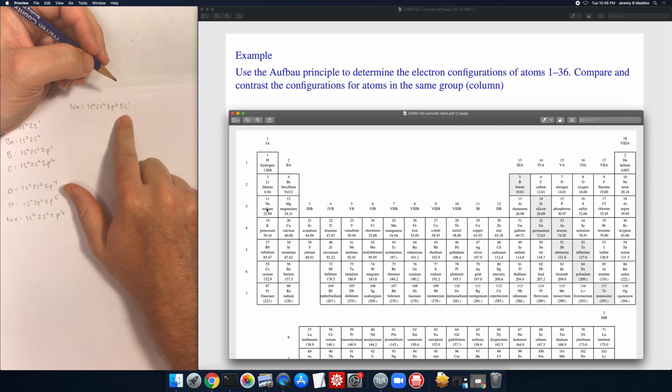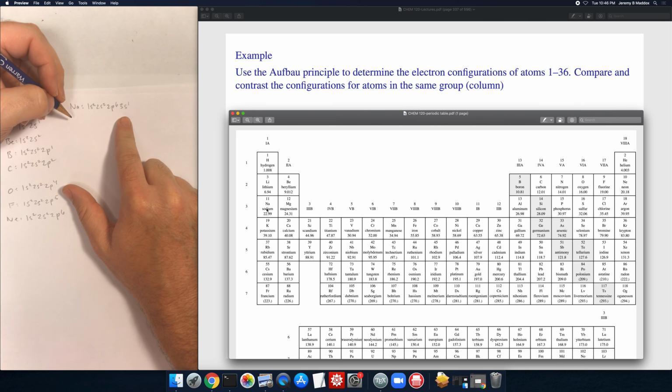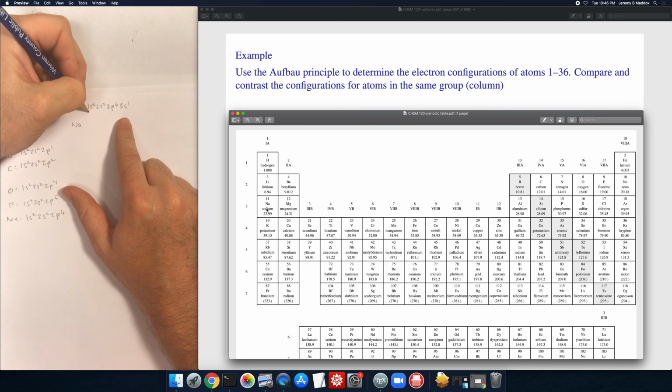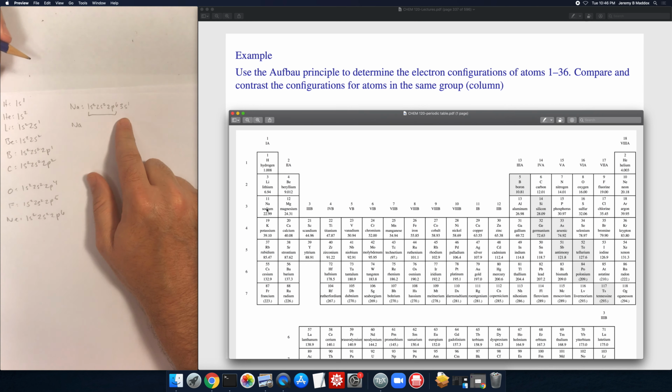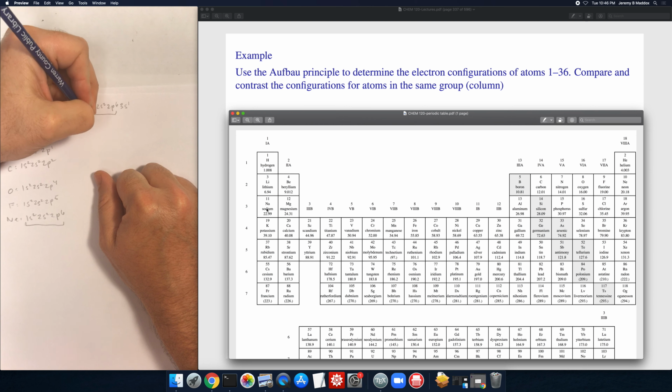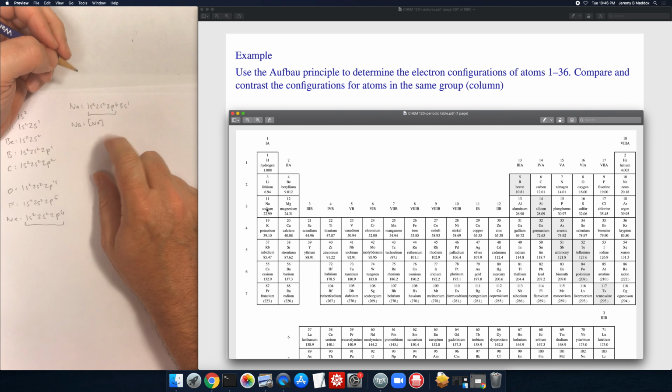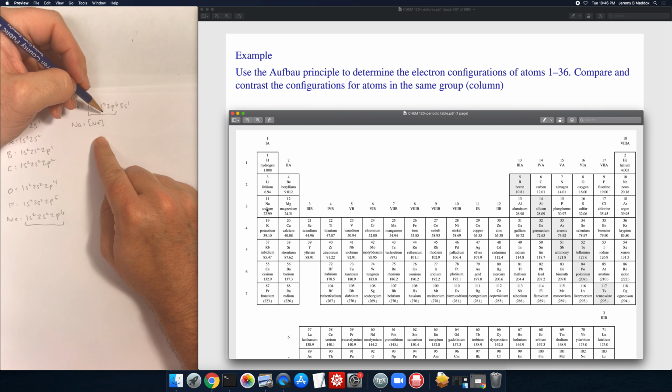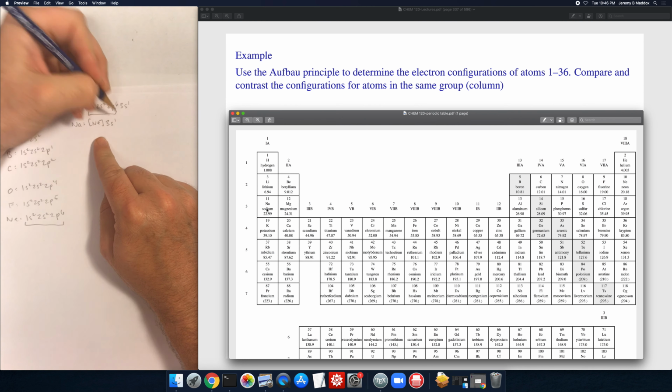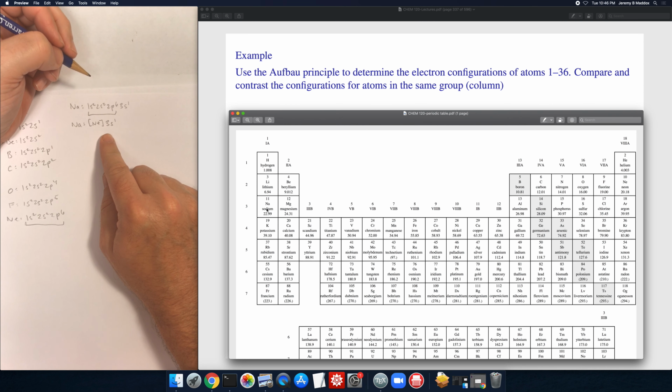That's the full notation. Very commonly, though, we use a core notation, a noble gas core. Notice that this portion of the electronic configuration is identical to neon. And so we will use this in brackets, neon, to denote the core electrons of the sodium atom. And we'll only explicitly include the valence electrons, so the 3s1. For magnesium, it would be neon core 3s2.